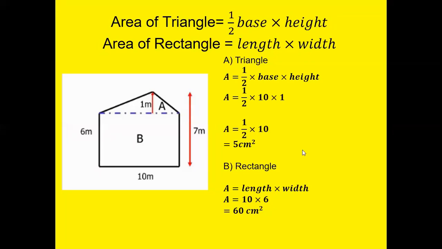Okay, so now what is the area of the compound shape? Good, we're going to say 5 plus 60, which equals 65 centimeters squared. Good job to all of you who said 65 centimeters squared.